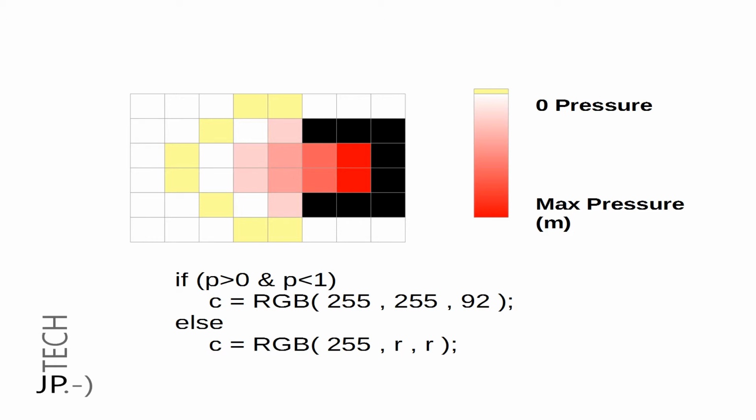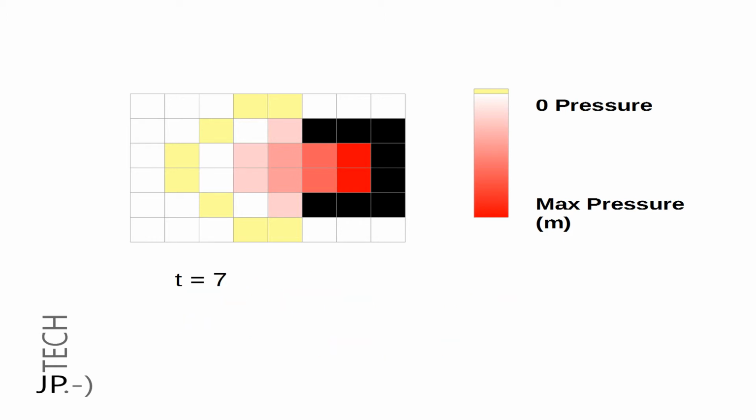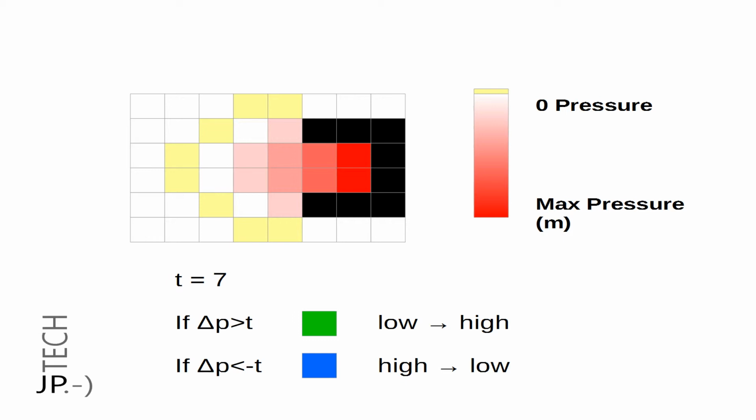The final step is to talk about thresholds. So what we've seen so far is just a variance in pressure across the map. However, the other element to this is how quickly pressure changes. If we define a threshold and then compare that threshold to our change in pressure, so if a cell's pressure jumps from low to high, we can color it green, or high to low, we can color it blue. That gives us a way to visually see how the gas is flowing.